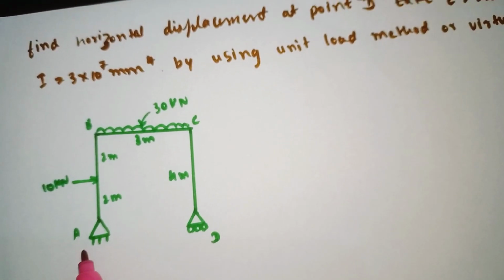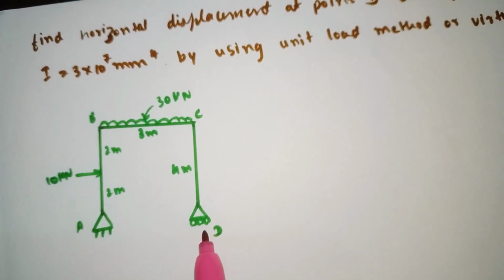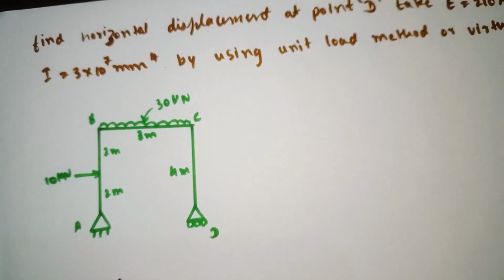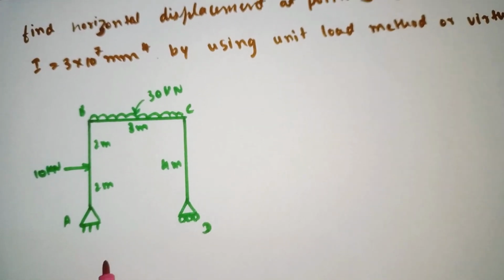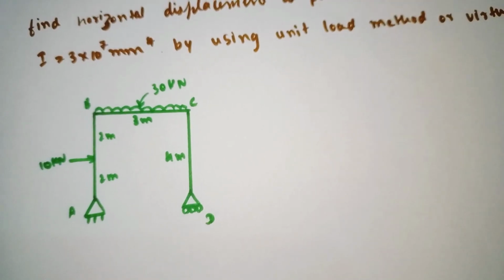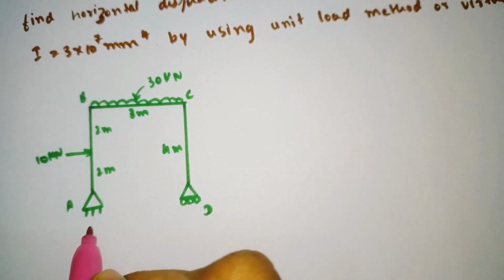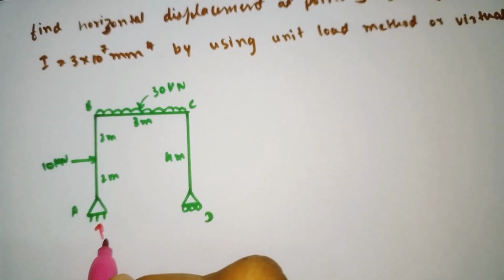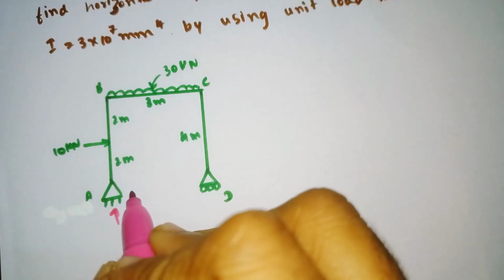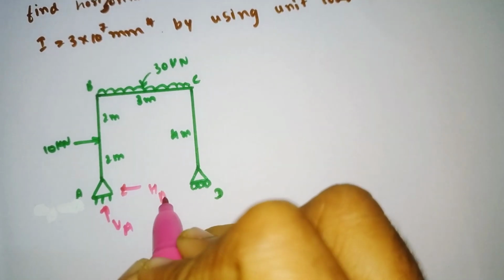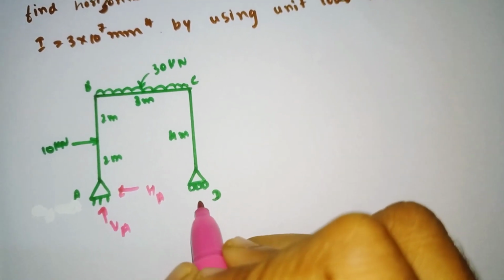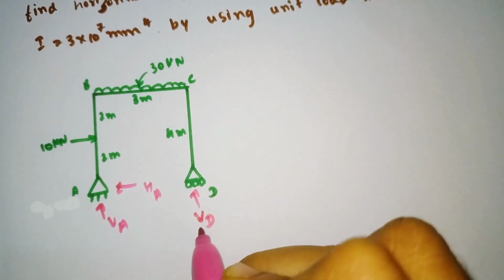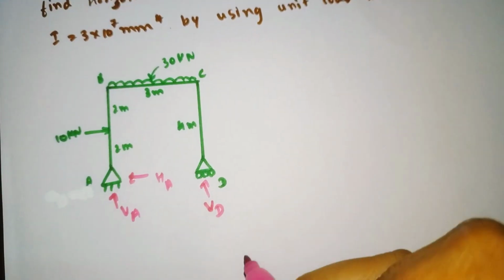At point A, a hinge support is there, at D a roller is there, and BC is carrying a UDL of 30 kilonewton per meter. The first thing we have to do is find the support reactions. At the hinge support there will be two reactions, one vertical, VA, and one horizontal, HA. At point D the roller support has only one reaction, which is vertical, called VD. So first we need to find the support reactions.